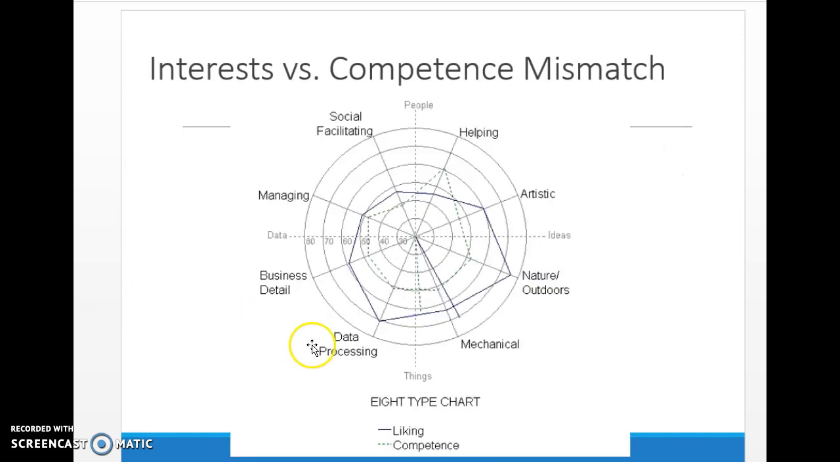So for this example, this person likes the things that their blue scores went towards, but they feel competent in things that their dotted green line went towards. So maybe this will happen if you're in the midst of changing your career. So this person feels like they're very competent at helping, but they don't love it. They love nature outdoors. They only feel medium competent in that.